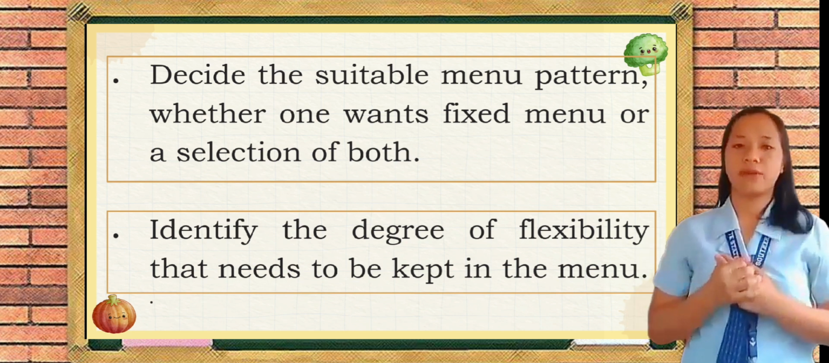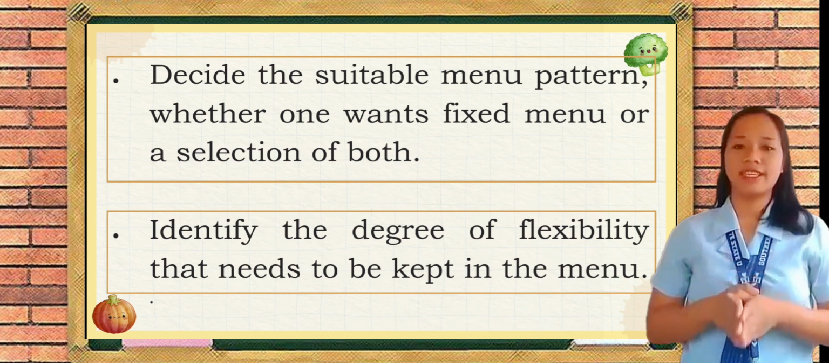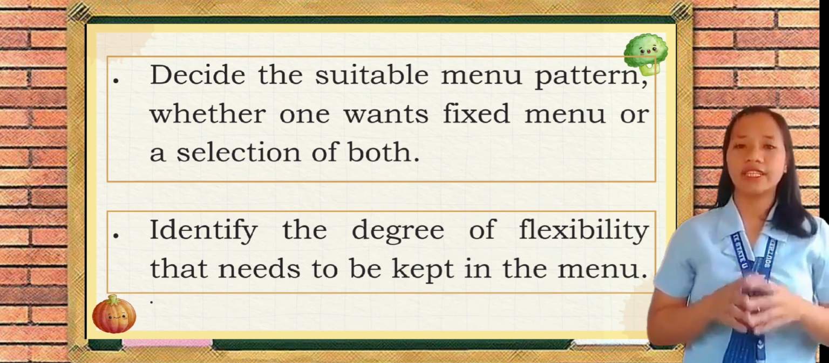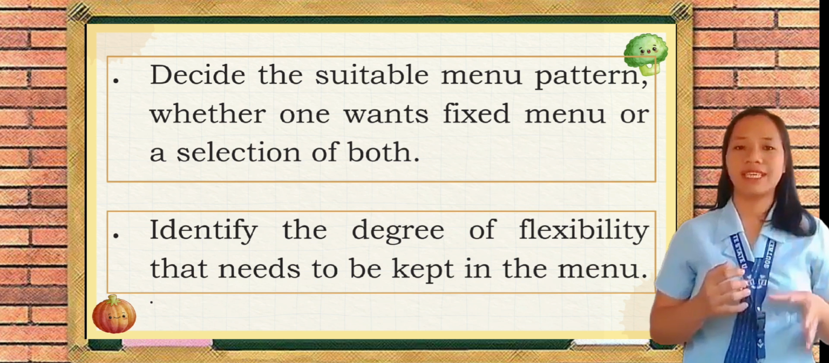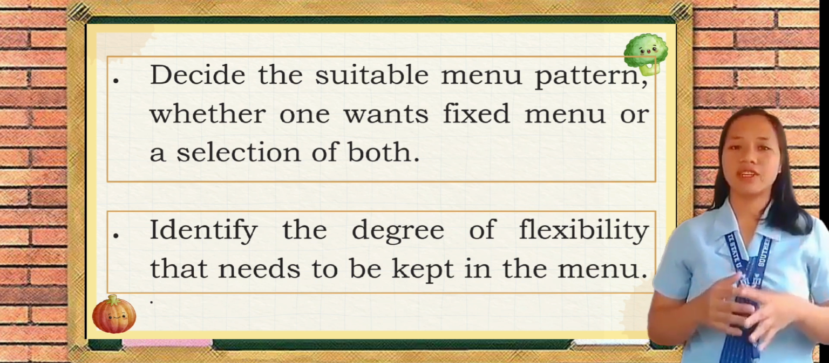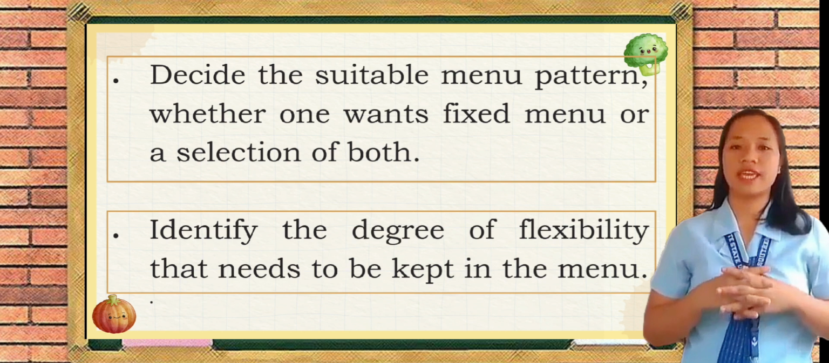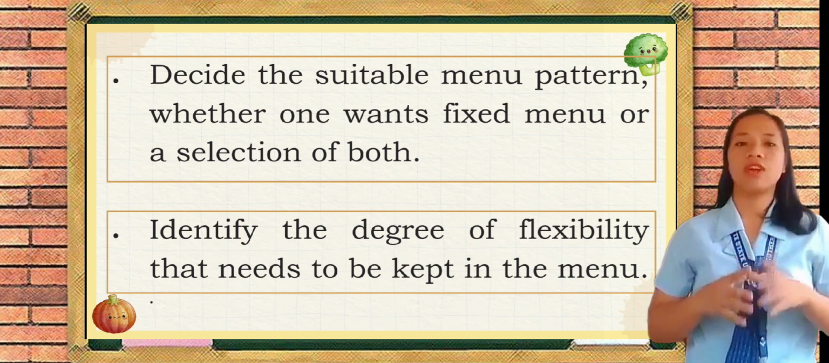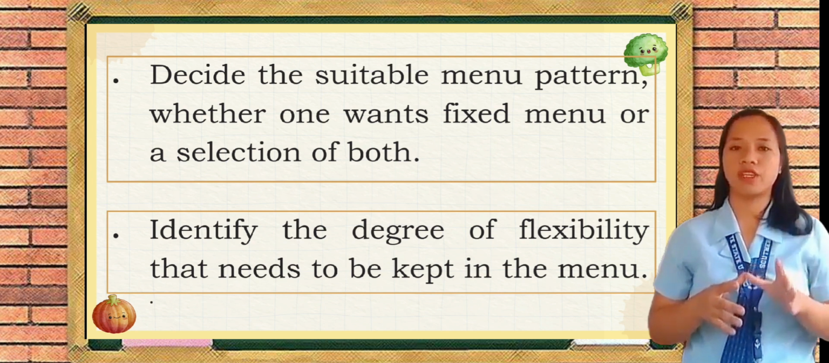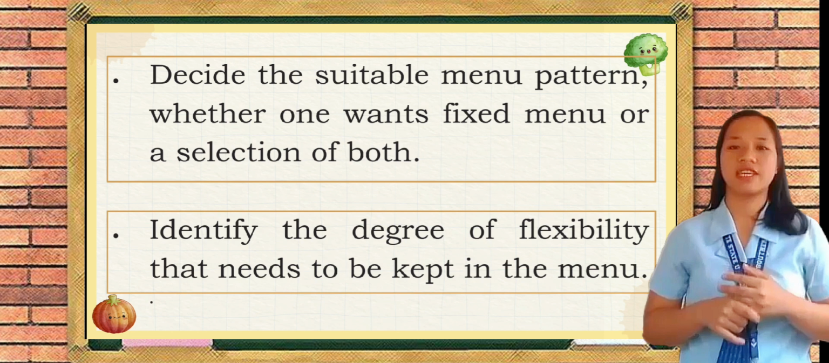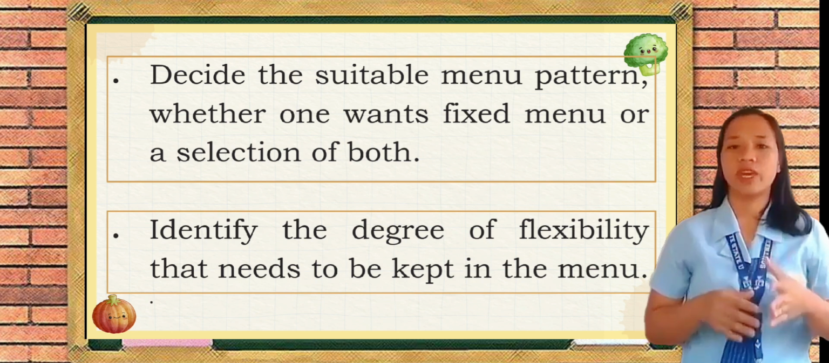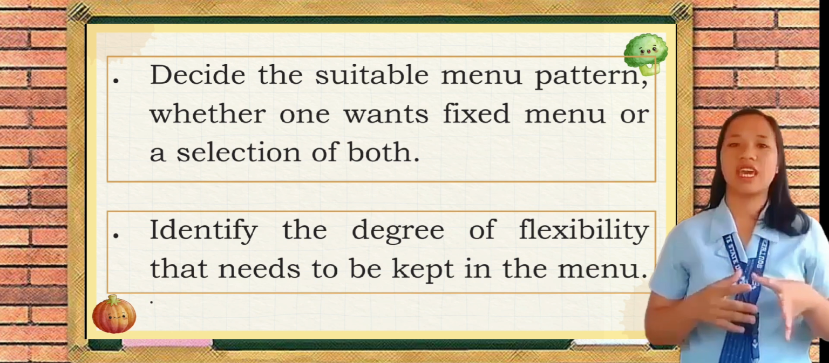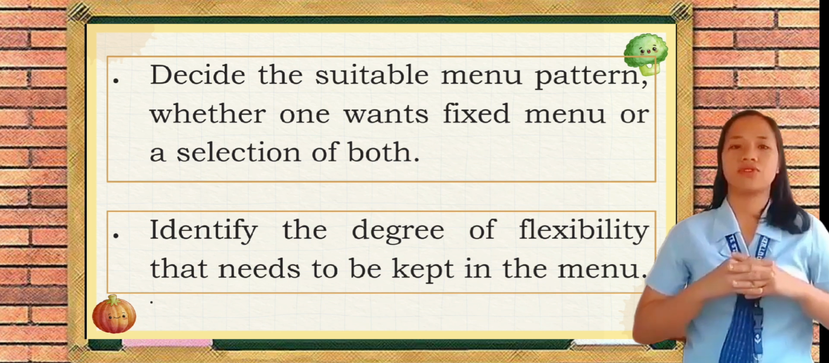So for example, let's say you're designing a menu for a restaurant. If you want to identify the degree of flexibility needed, you might consider including a mix of fixed items that are always available along with some rotating specials or customized options to cater to different tastes and dietary needs. So this way, you provide both stability and variety for your customers.